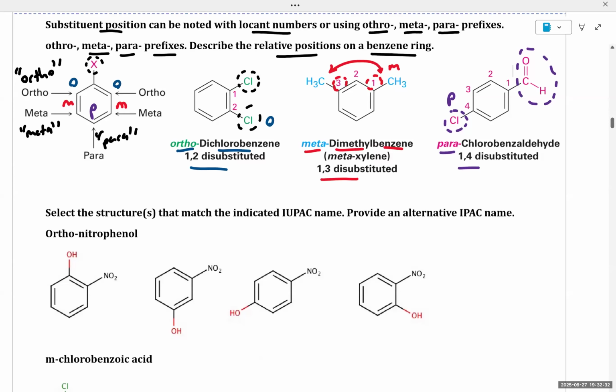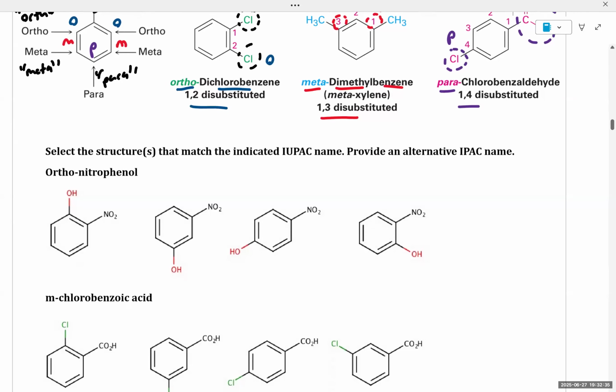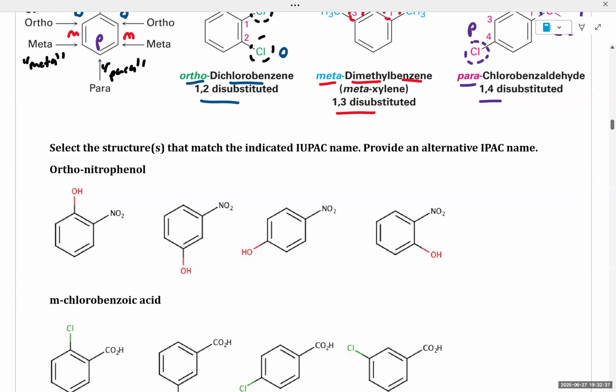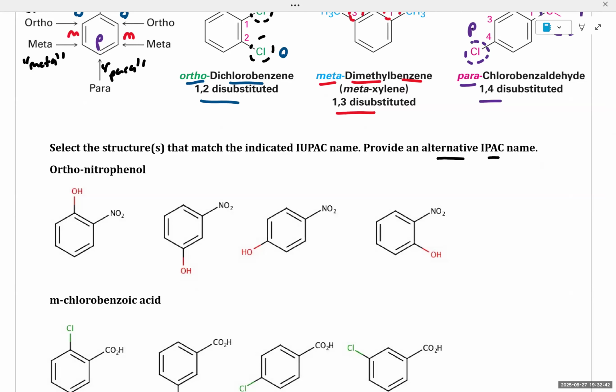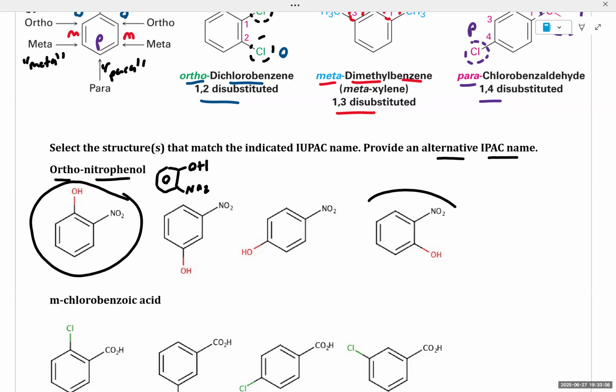Let's try to practice what we've learned in terms of ortho, meta, para classification, and let's select the structures that match the indicated IUPAC name, and I'd like you to provide an alternative IUPAC name. So in this case, we have orthonitrophenol. Breaking it down, phenol means we have an aromatic ring with an alcohol, and the nitro group is at the ortho position. So this first case has a phenol with a nitro group at the ortho position, as does this molecule.